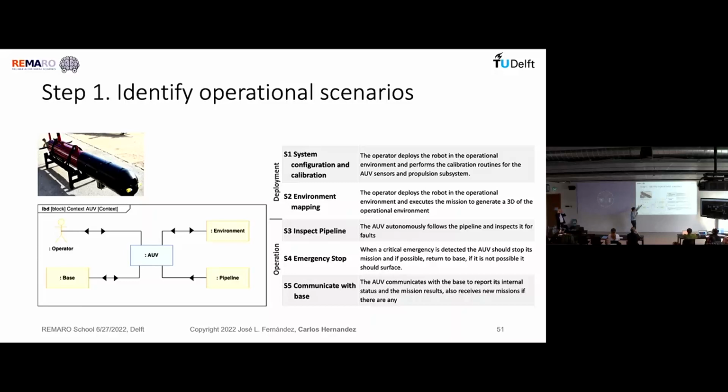So an example for the AUV of the context diagram that José Luis was explaining, with the stakeholder and the system, the different subsystems. In our case, the system of interest is the AUV, right? We probably have one operator. Probably the AUV is going to connect to some kind of base where it can recharge.